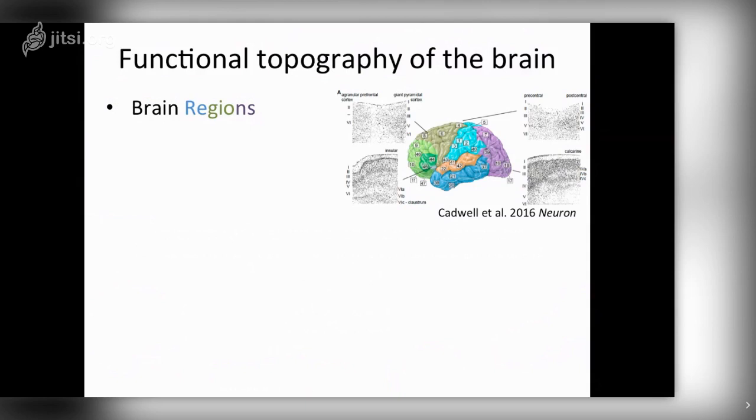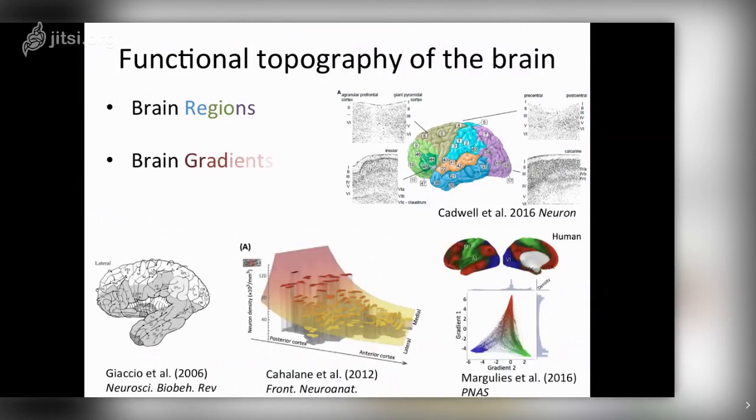can be characterized in terms of regions representing areas of shared function or architecture, but also gradient-like representations where gradation and function is organized systematically across specific linear or nonlinear axes. So regions and gradients coexist and interact hierarchically to influence overall brain functional organization.